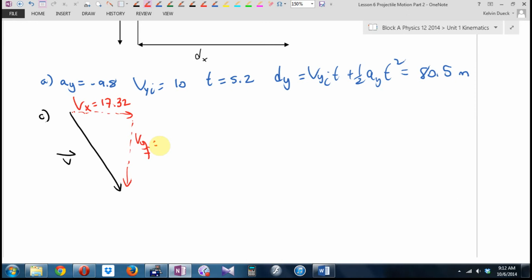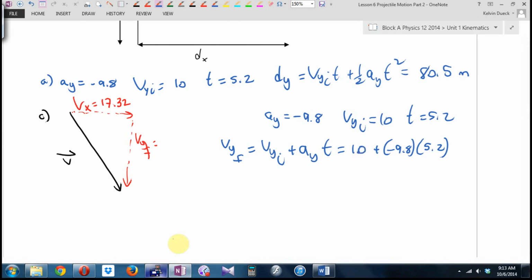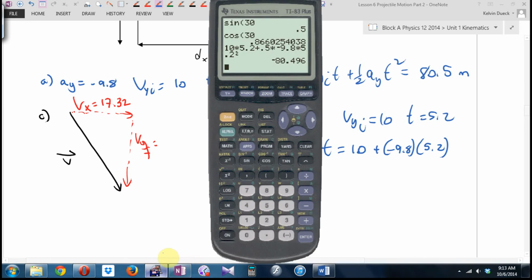If they hadn't, could we find the time at impact? Yeah, but it's a little nicer this way. So over here, I'm going to say ay is negative 9.8, Vy initial is 10, t is 5.2. What's Vy final? Well, that's going to be V initial plus at. It's going to be 10 plus negative 9.8 times 5.2.